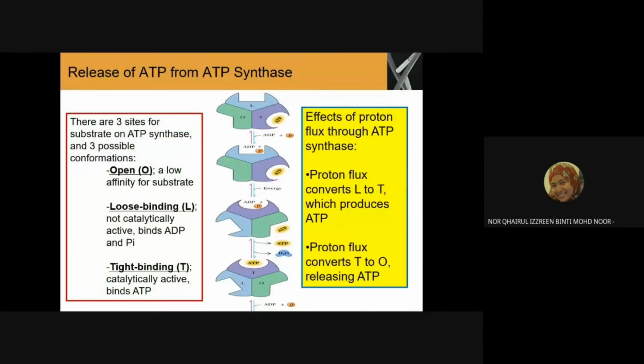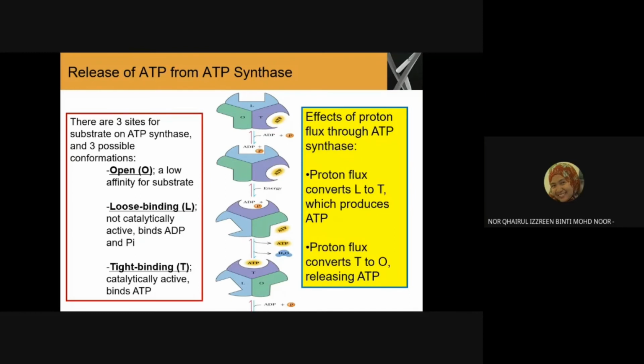What happened then? T becomes O, and then it releases the ATP. So this cycle continues. I hope you can understand this. Let me just repeat: the ATP synthase here doesn't move. The one that changes is the conformation.